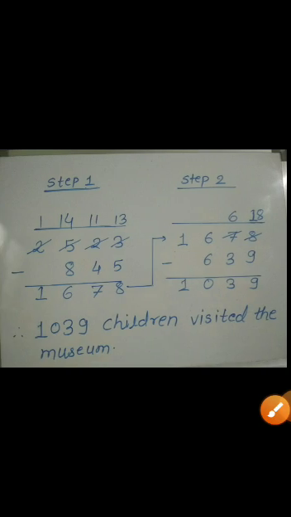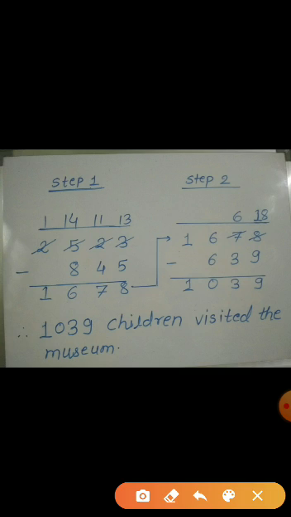Let's see here these two steps. In the first step, I subtracted the first two numbers and got the answer 1678. Then I subtracted the third number, 639, from 1678, and I got 1039 in the second step, which is the final answer. So how many children visited the museum? 1039 children visited the museum.